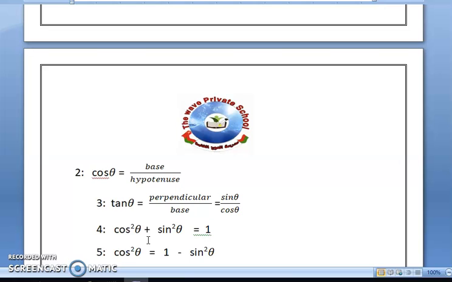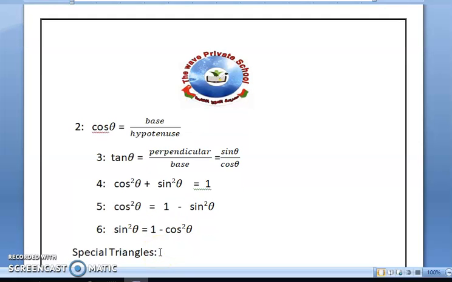The main and important formula for this exercise is cos square theta plus sine square theta. It is always equal to 1. From this simple formula, we can make two more formulas. When we have to find sine square theta or cos square theta, just shift the other term. Those are: cos square theta is equal to 1 minus sine square theta, and sine square theta is equal to 1 minus cos square theta.